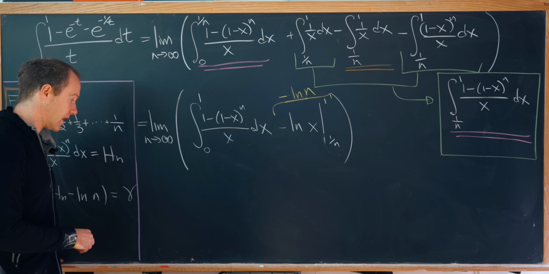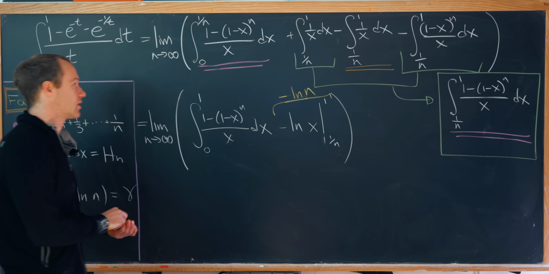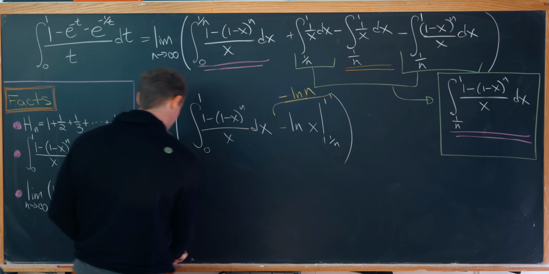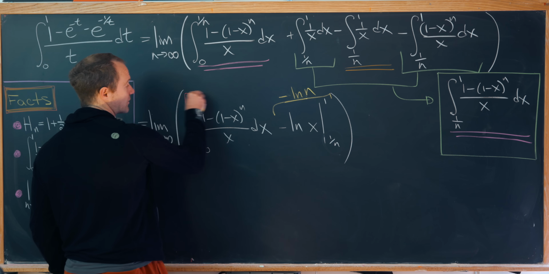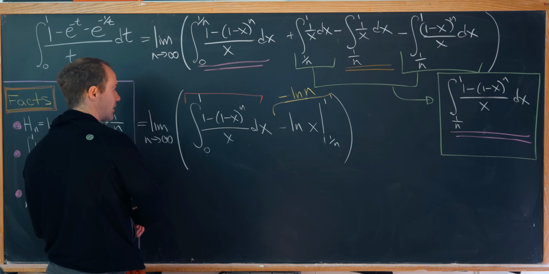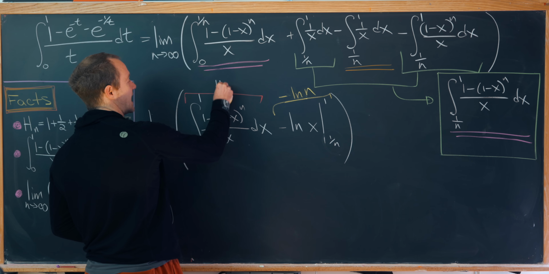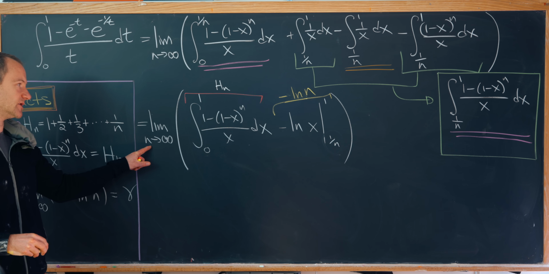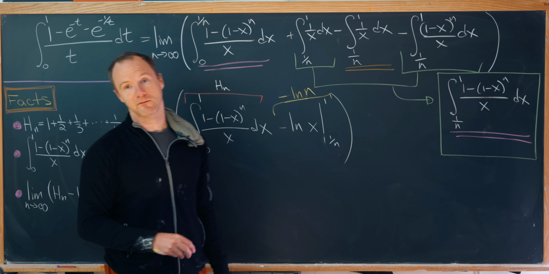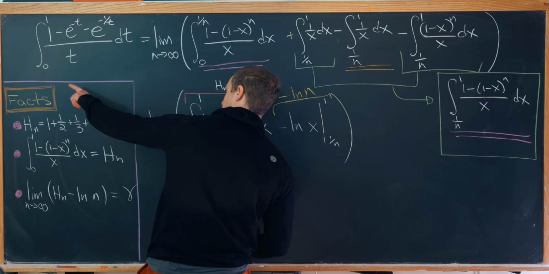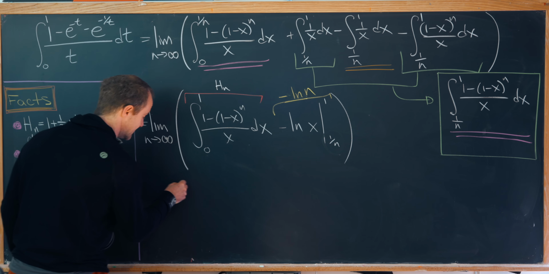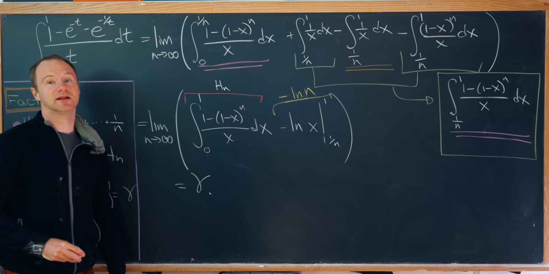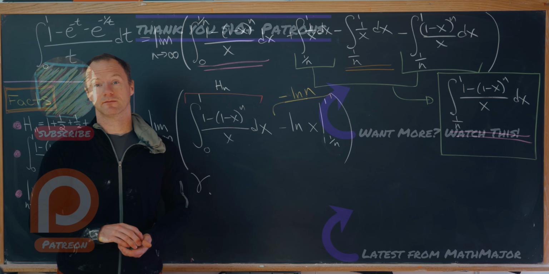And then by our previous result that I recalled earlier, this first integral is the nth harmonic number. So we have H of n for that first integral. So in the end, we have the limit as n goes to infinity of the nth harmonic number minus the natural log of n, which, based off of our fact here, is that Euler constant gamma. And that's a good place to stop.